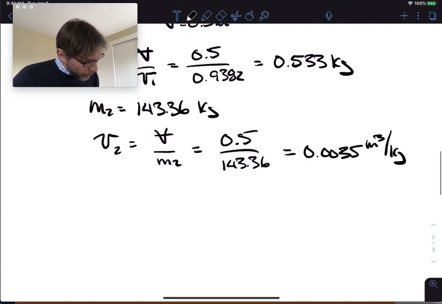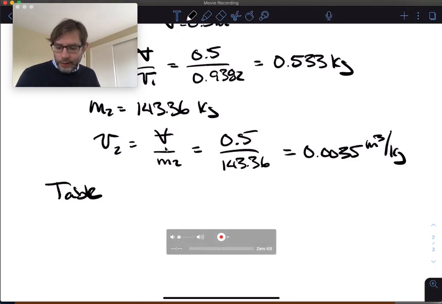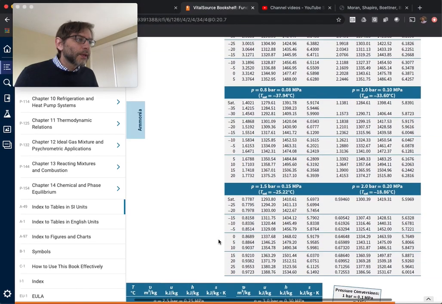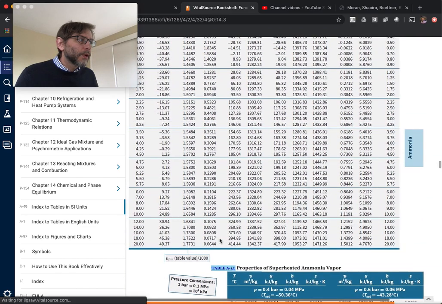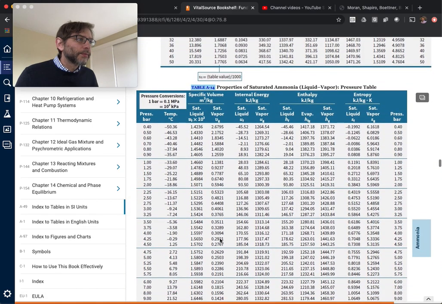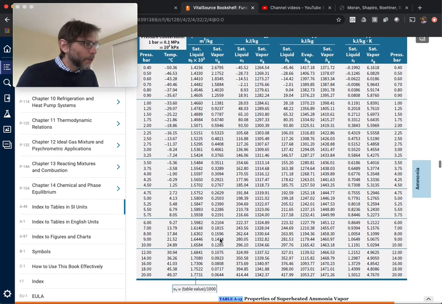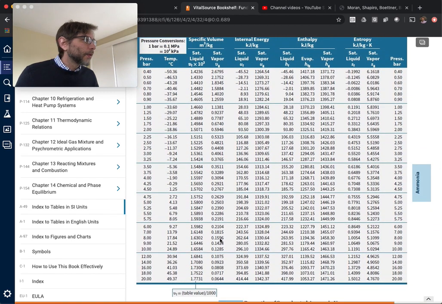And now we need to look at the table. I'll go back to the tables and look at saturated. So we know it's saturated ammonia. Saturated ammonia at, did we say, 6 bar, right?